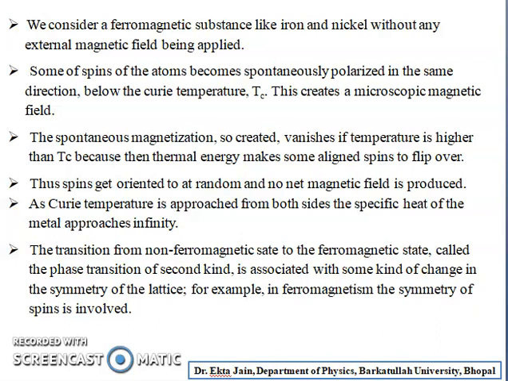As the Curie temperature is approached from both sides, the specific heat of the metal approaches infinity, and the transition from non-ferromagnetic state to the ferromagnetic state is called the phase transition of second kind, and is associated with some kind of change in symmetry of the lattice. For example, in ferromagnetism, the symmetry of spins is involved.